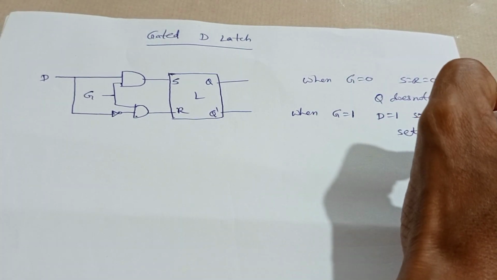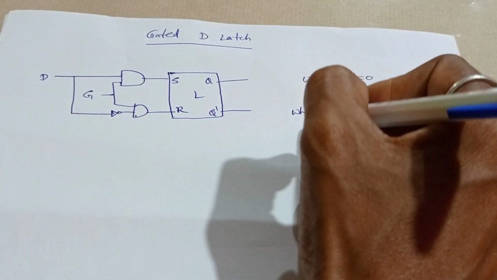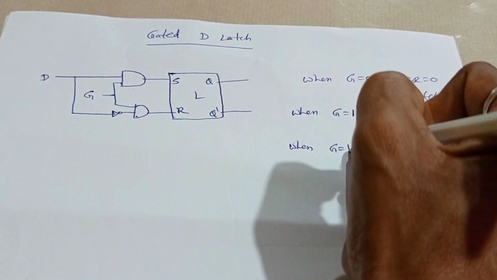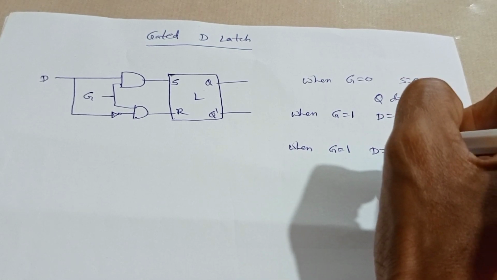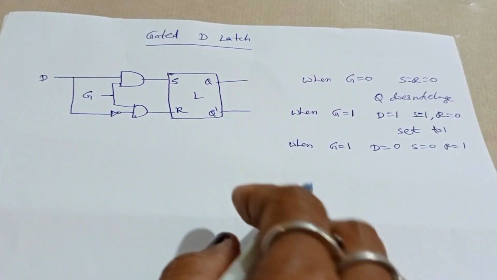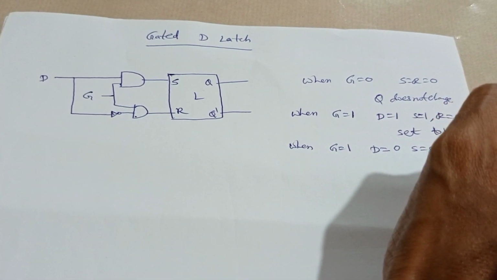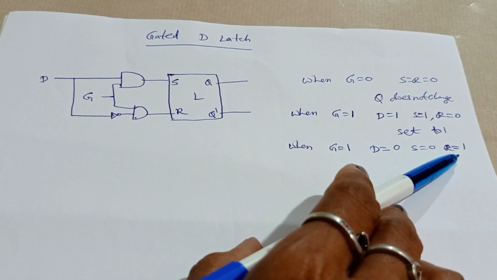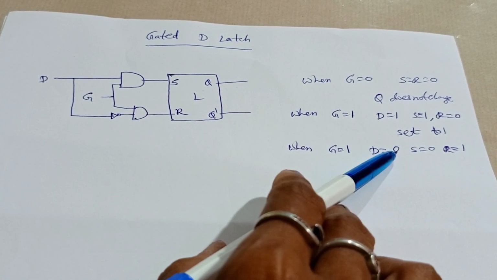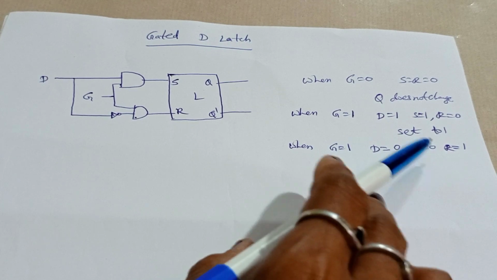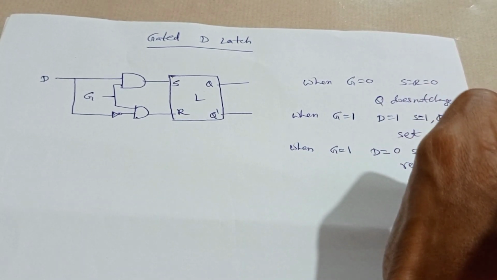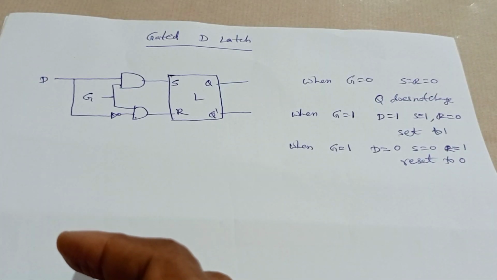Set to 1. Now same as when G is equal to 1, D is equal to 0 and S is equal to 0, R is equal to 1. That means in the SR latch S is equal to 0, R is equal to 1. And now considering D is 0, S is equal to 0, this means reset. Reset to 0.